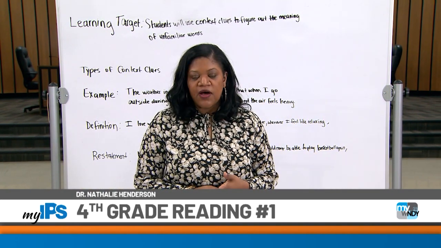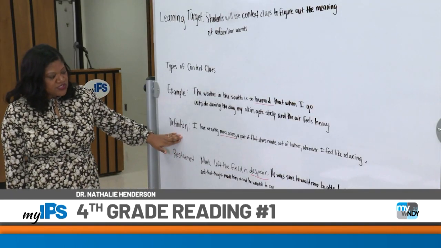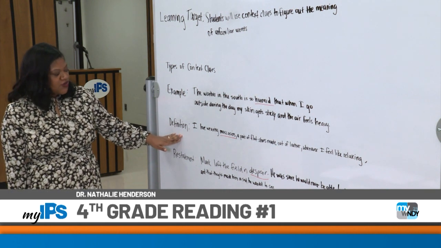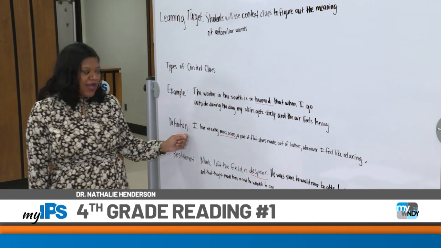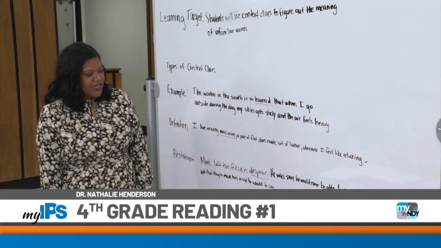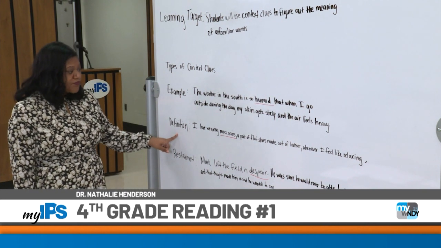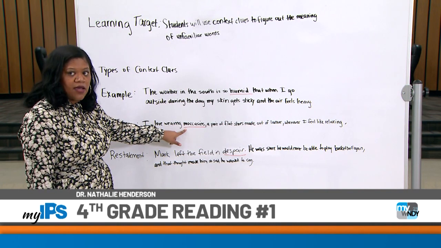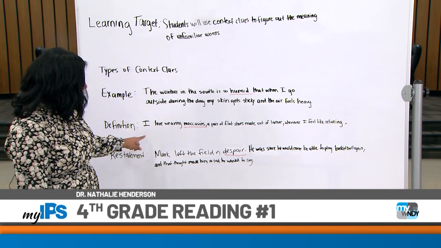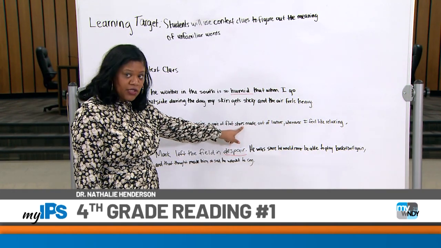Another type of context clue is the definition. Sometimes the author will give you the definition of the word in the text. So if we read this sentence, I love wearing moccasins. That's the word I'm not familiar with, so it's underlined. A pair of flat shoes made out of leather whenever I feel like relaxing. So if moccasins are my unfamiliar word, and I'm rereading the sentence, I love wearing moccasins, a pair of flat shoes. So, okay, that's one clue.